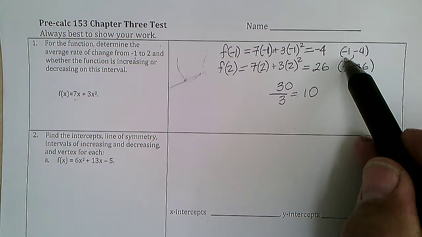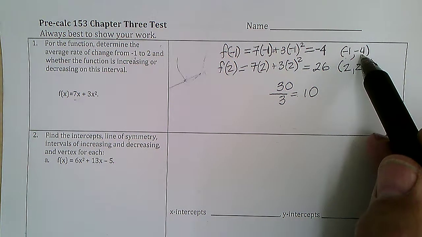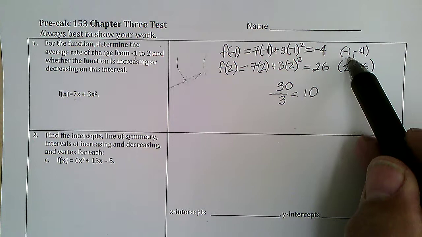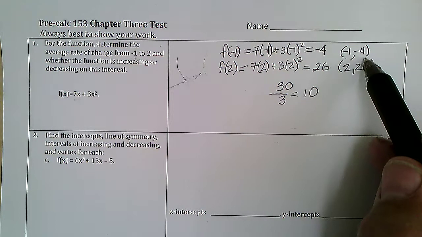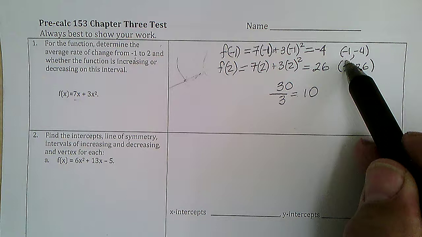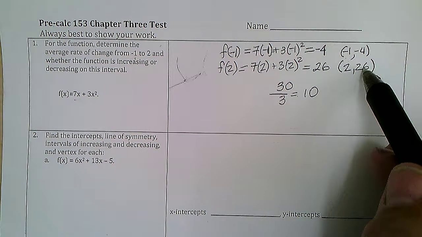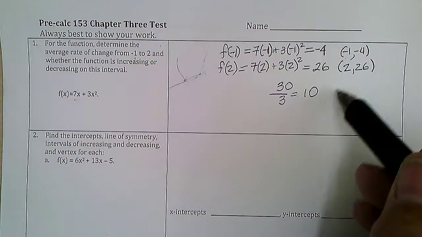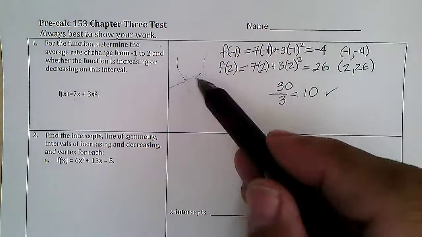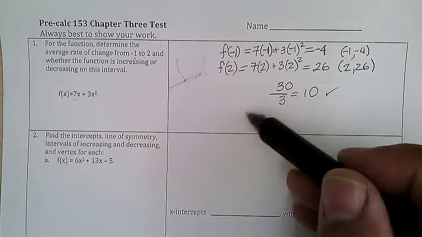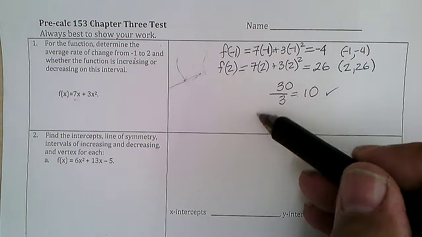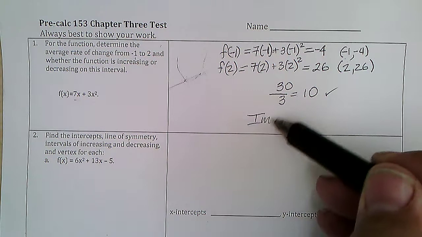From -1 to 0, it'll go up 10, which would be +6. From 0 to 1, it would go up another 10, which is 16. And then from 1 to 2, it would go up another 10, 16 plus 10 is 26. So that is correct, and it's going up. So a +10 slope, and so it is increasing.